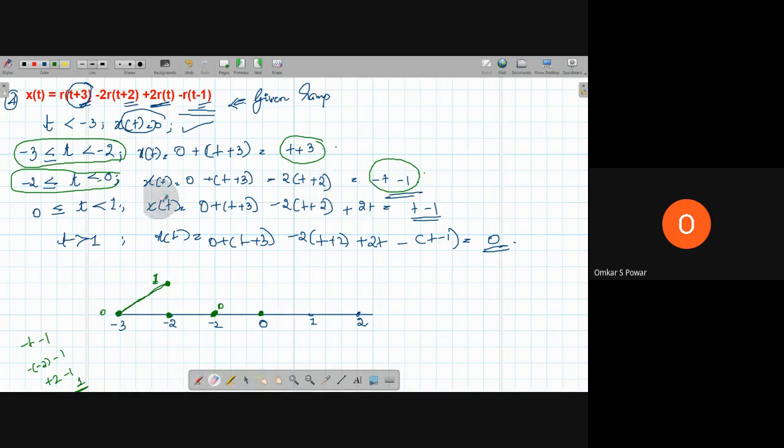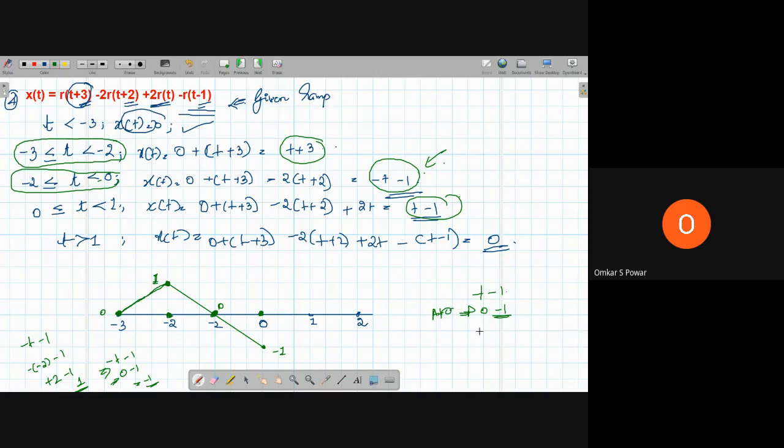Now at t equal to 0, what is the value? The value is minus 1. Just substitute in this equation and you will get it. So at 0, the value is minus 1. How do you plot this one? Just connecting these dots. Now t varies from 0 to 1. At 0 and 1, what is the value? t minus 1 we have got. At 0, what is the value? Minus 1.